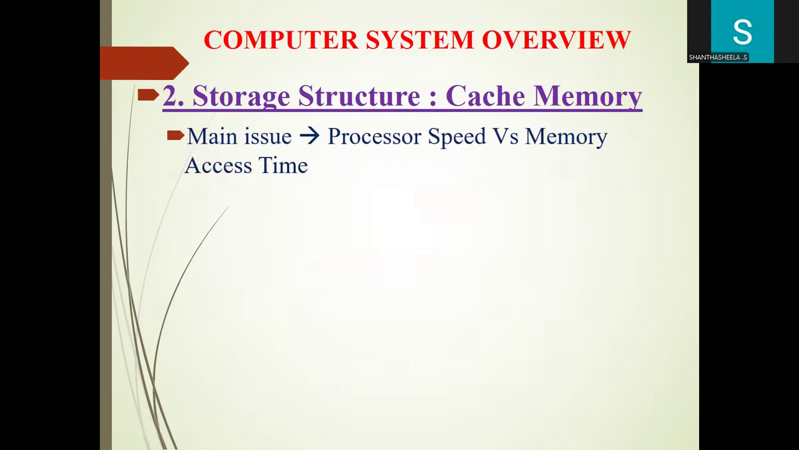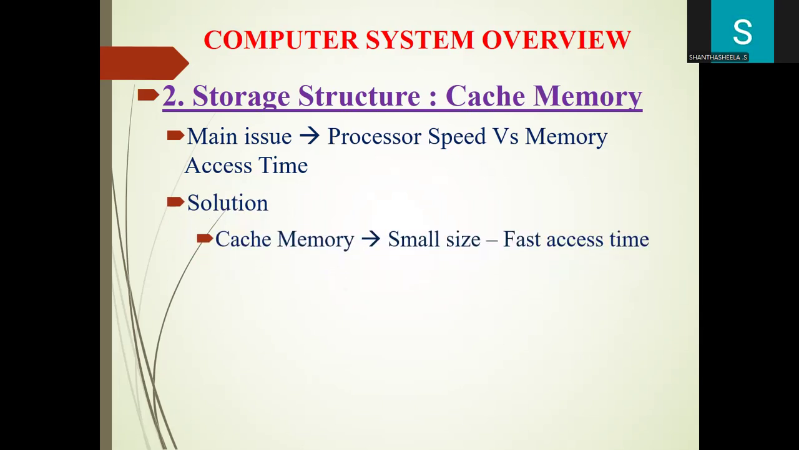About the cache memory, the main issue is that the processor executes at a faster speed when we compare it to the access time of the memory. So the solution is that we go for the cache memory. Its size is small, and its access time is fast.